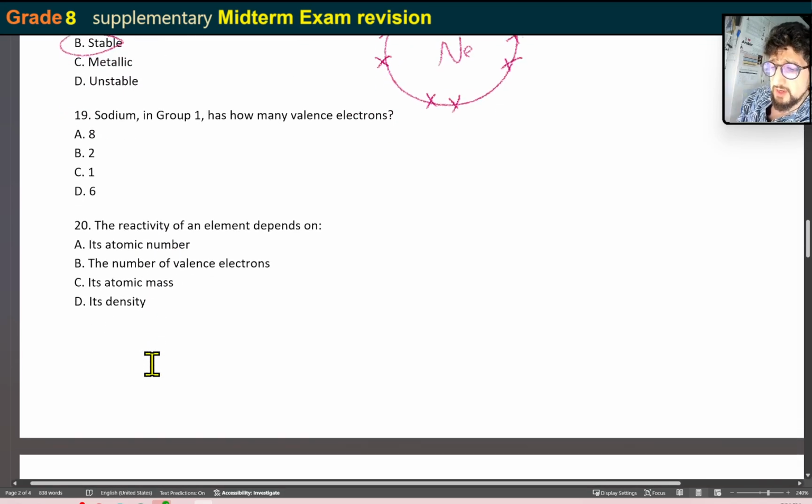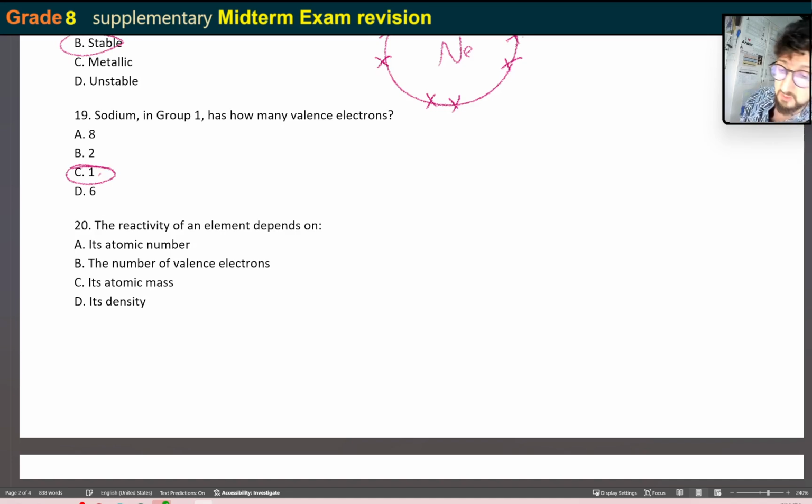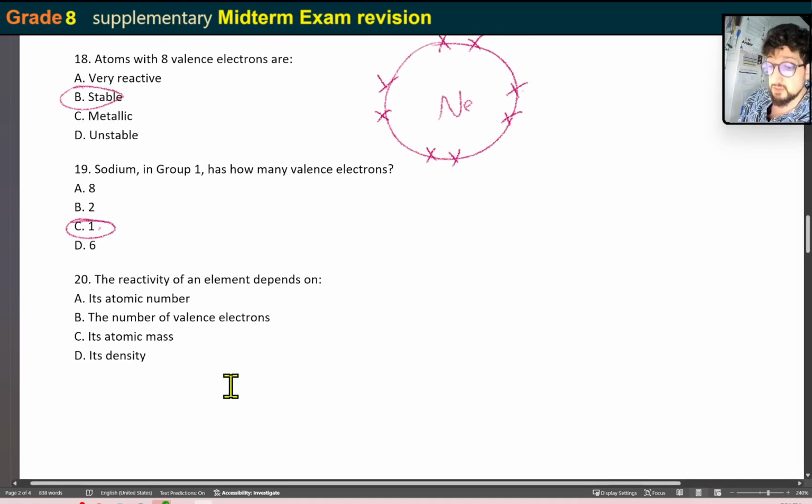Sodium in group 1 has how many valence electrons? It has 1. It's in group 1, so it has 1. So does potassium, so does rubidium, so does cesium, and so on. The list is not very long. There's 7 of them.